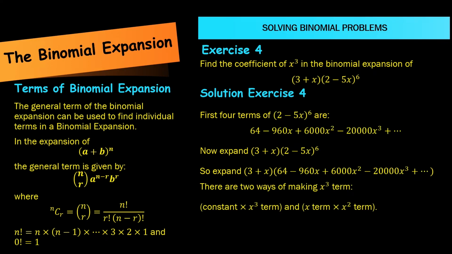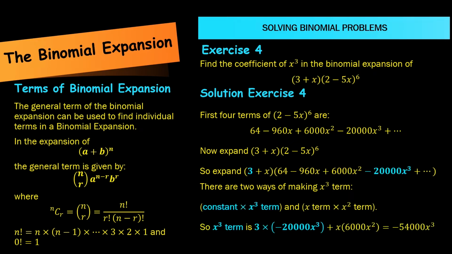There are two ways of making the x cubed term in this expression. Either we multiply the constant by the x cubed term, or we multiply the x term in 3 plus x by the x squared term in the expansion. The constant times the x cubed term is 3 times minus 20,000 x cubed, and the x term times the x squared term is x times 6,000 x squared.